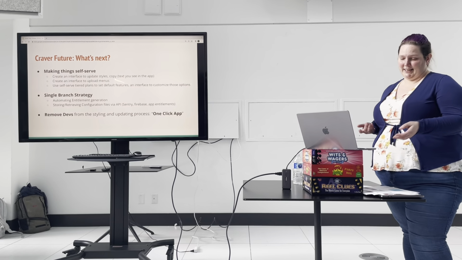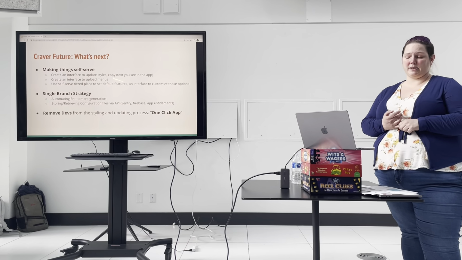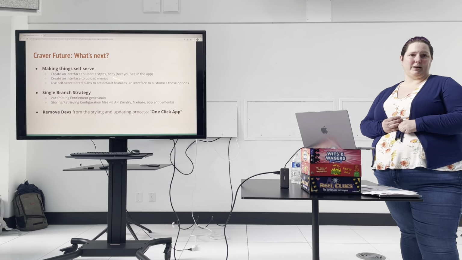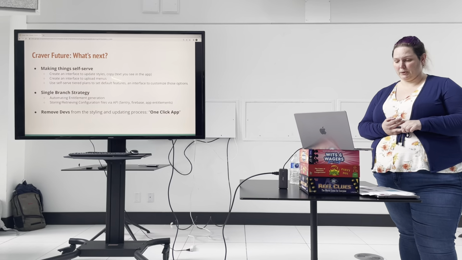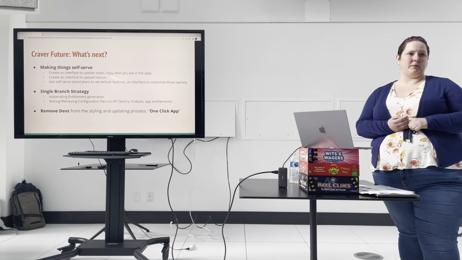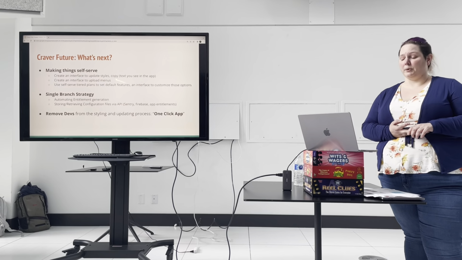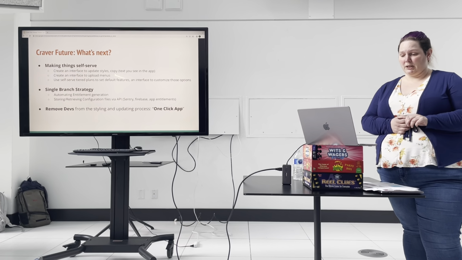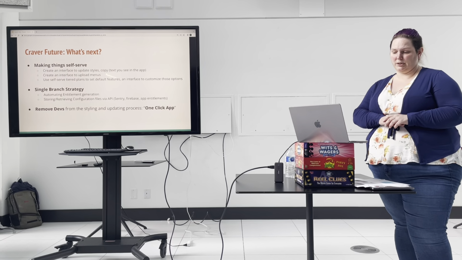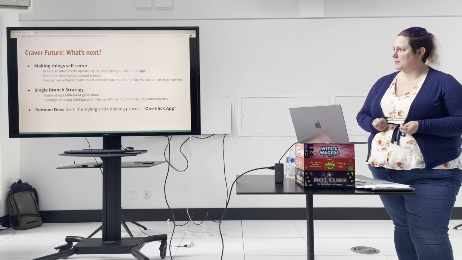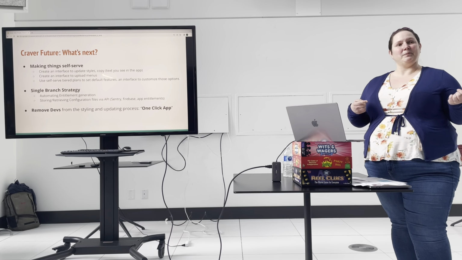So what's next? Well, we have a few things that we want to do. We want to make things self-serve. So we're going to create an interface so that clients or our support staff can update styles remotely, as well as the copy, which is the text that you see in the app. Create an interface to upload menus, using self-served tiered plans to set the default features and interfaces to customize those options. We also want to move back to a single branch strategy.